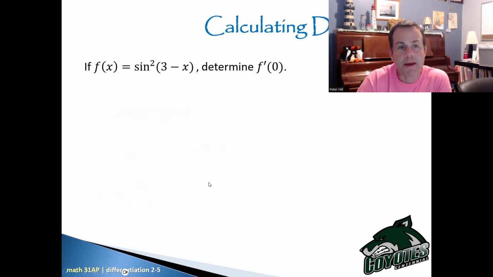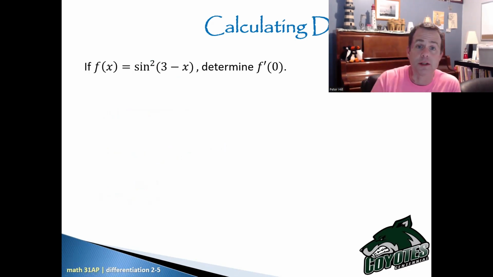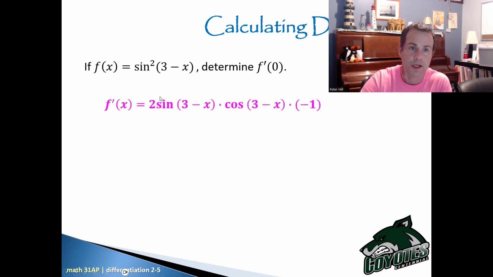Okay, if f of x equals sine squared of 3 minus x, determine the derivative of f at 0. So when I go to take the derivative, this is sine of something all squared. So this is the chain rule first. The 2 will come to the front, I'll drop a degree, and then I'll need to take the derivative of the inside function. So 2 came to the front. So 2 sine of 3 minus x, that's now degree 1. Then I need to take the derivative of the inside function.